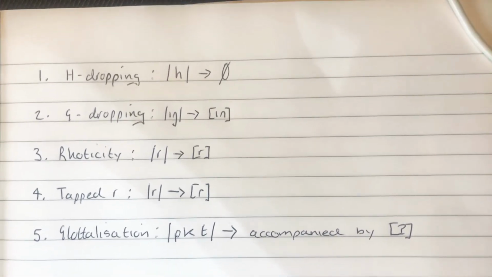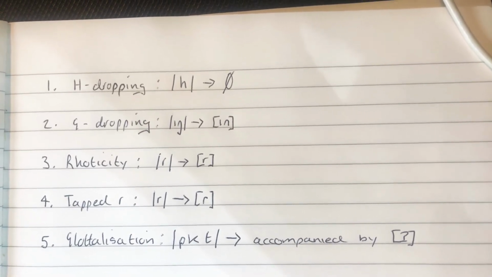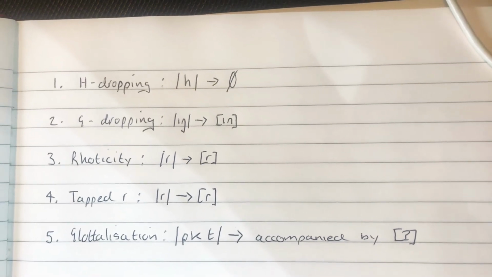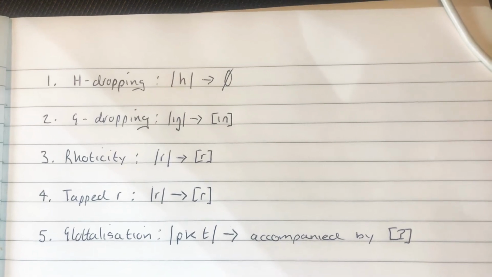Tapped R's, which are the realization of a voiced post-alveolar approximant as an alveolar tap. And glottalization, which is a glottal stop after a P, K, or T.